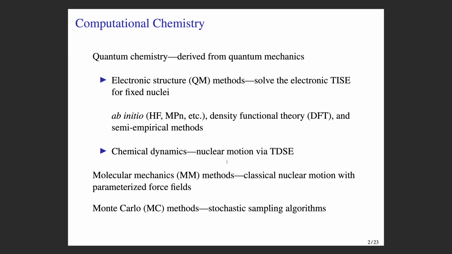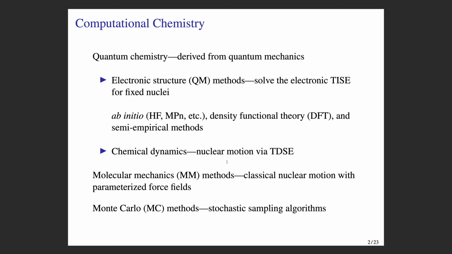So, quantum chemistry. What I have here on the slide are 3 general techniques in computational chemistry. One type of approach is called quantum chemistry, which means that the techniques and methods used are derived from the theory of quantum mechanics. These include electronic structure methods that solve the time-independent Schrodinger equation for a molecule where the nuclear positions are fixed.